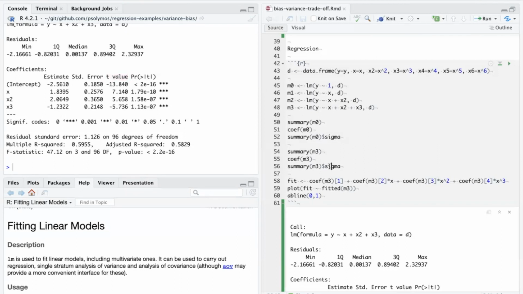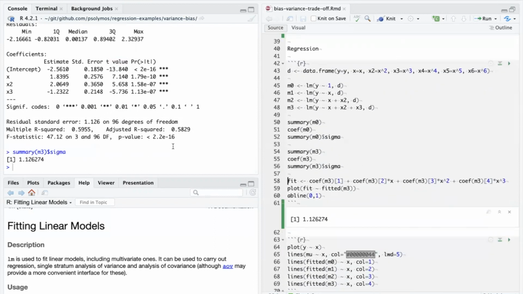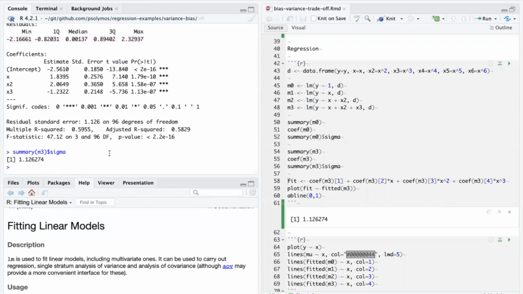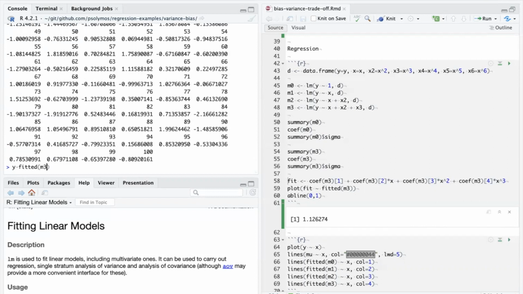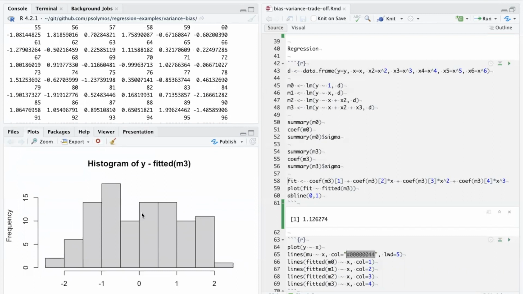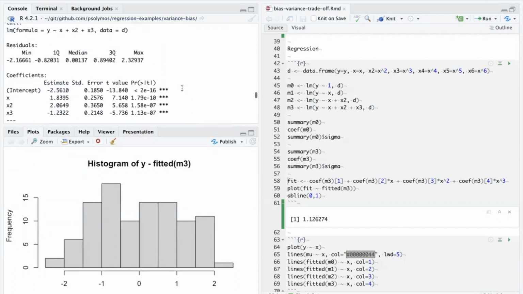Now, there is another parameter which is not here, but is used to calculate things in the summary, and that is our sigma value. So this sigma relates to the residual error. So what you see here, residuals are ranging between these. So what I can do is calculate y minus fitted M3. These are our residuals, right? And I can plot them or get a histogram. So this is the histogram of the residuals, and this is what the summary means here for the residuals.